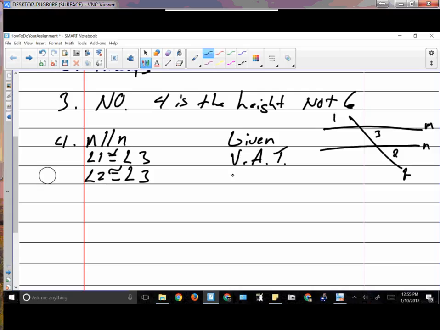What are they to each other? Corresponding angles. Okay. So I got corresponding angles. So now that I've got 1 is congruent to 3, I've got 2 is congruent to 3, can I say that the measure of angle 1 is congruent, or angle 1 is congruent to angle 2?